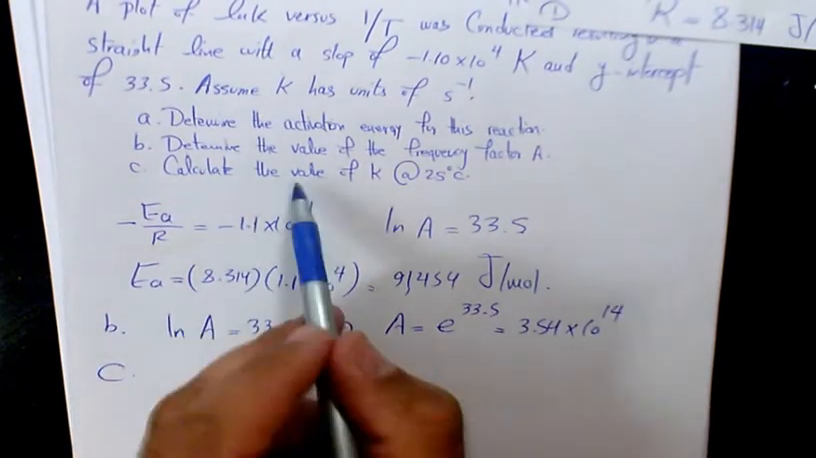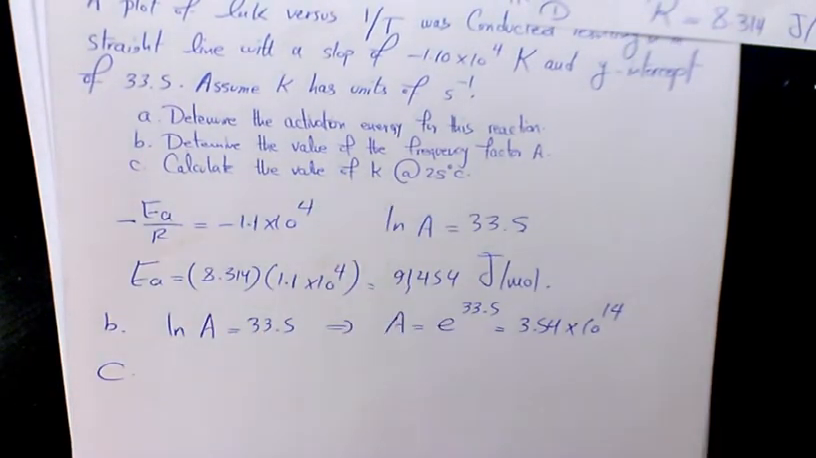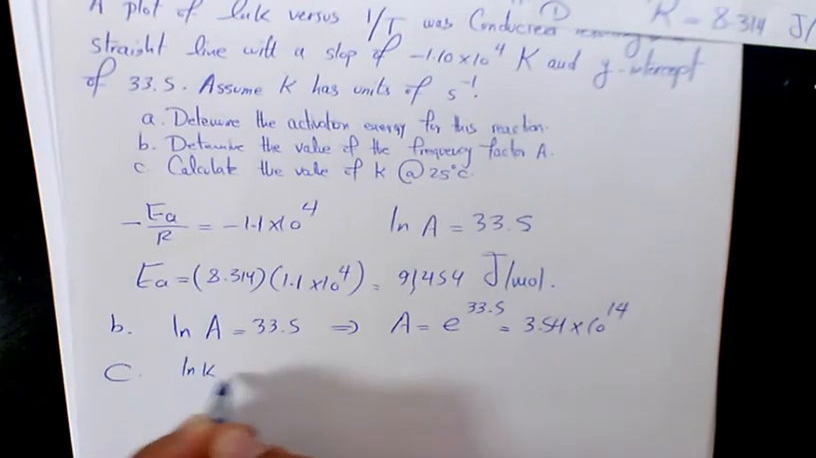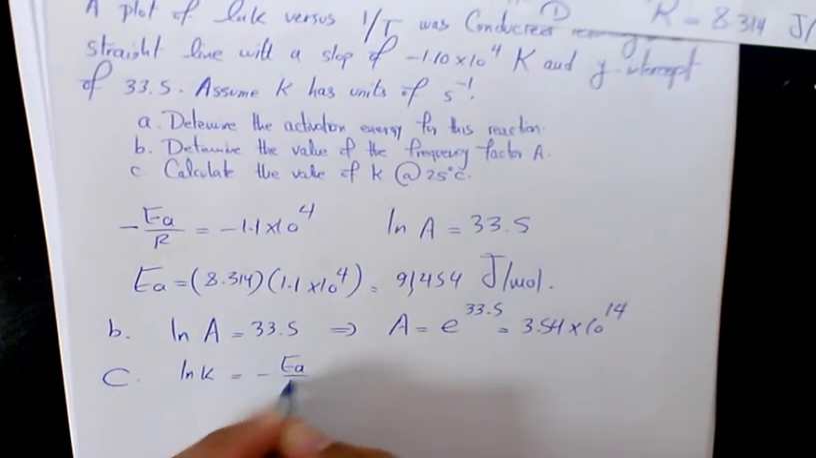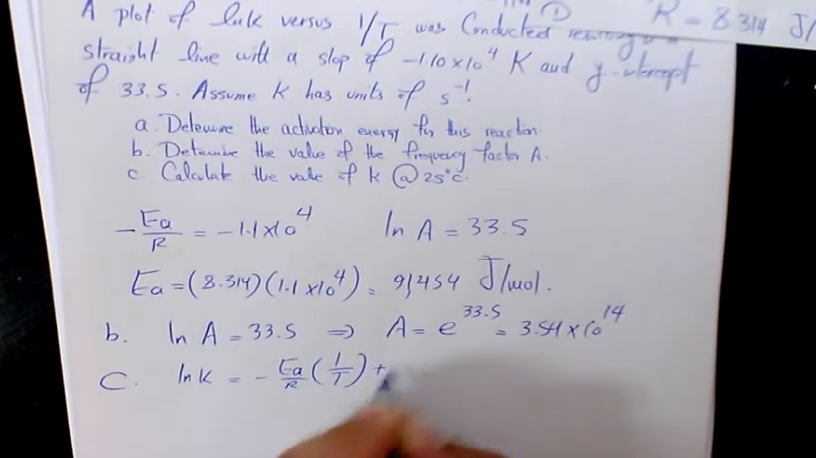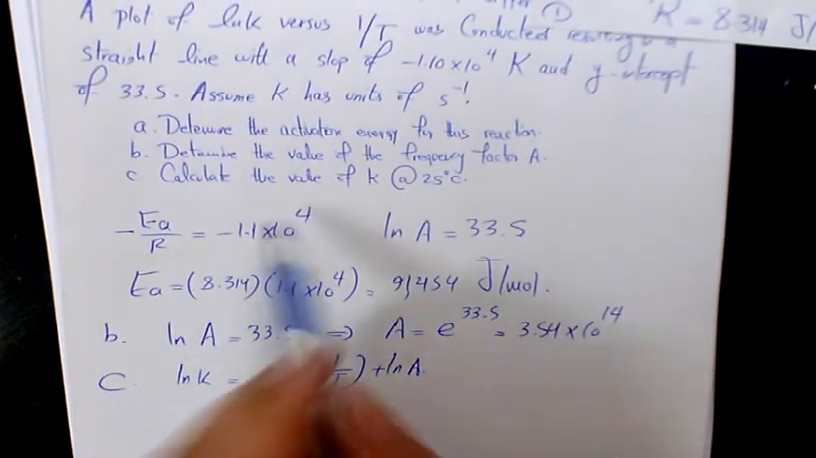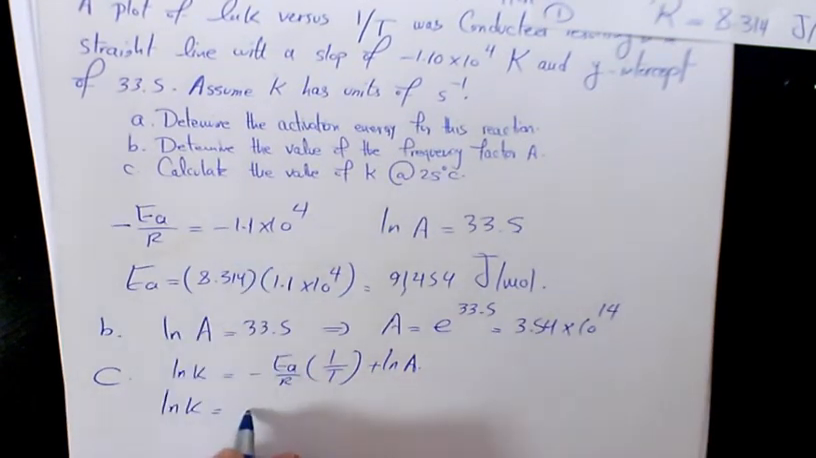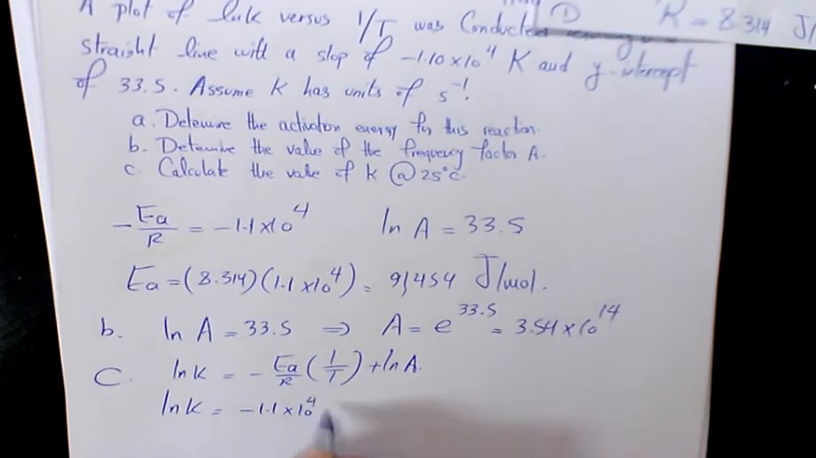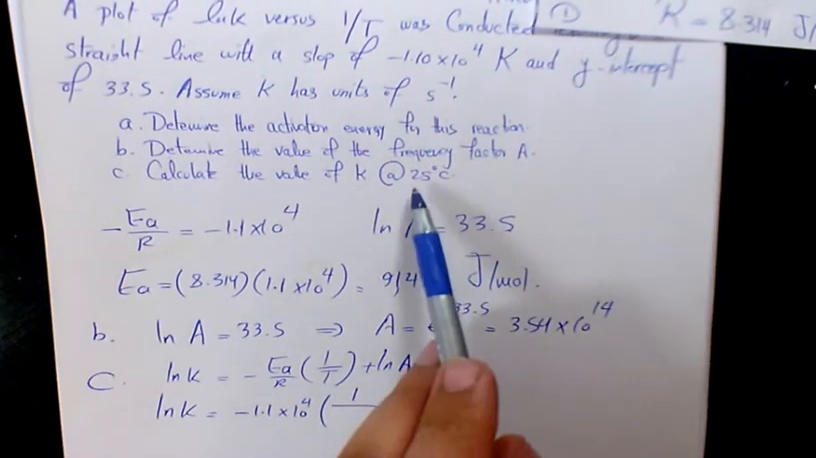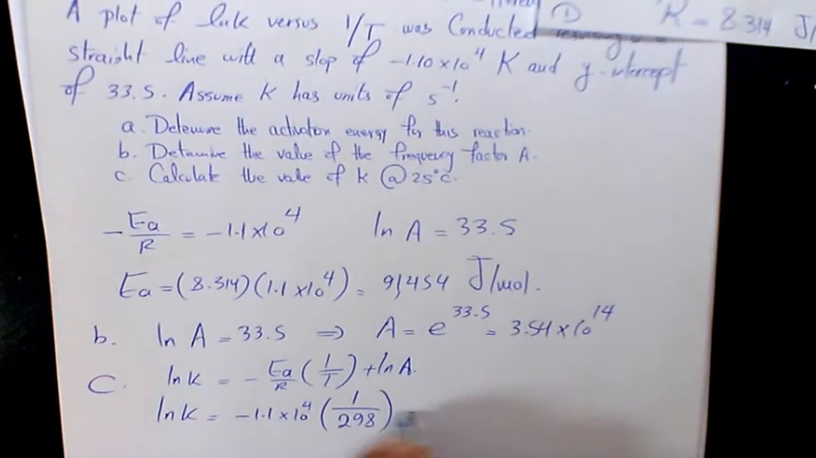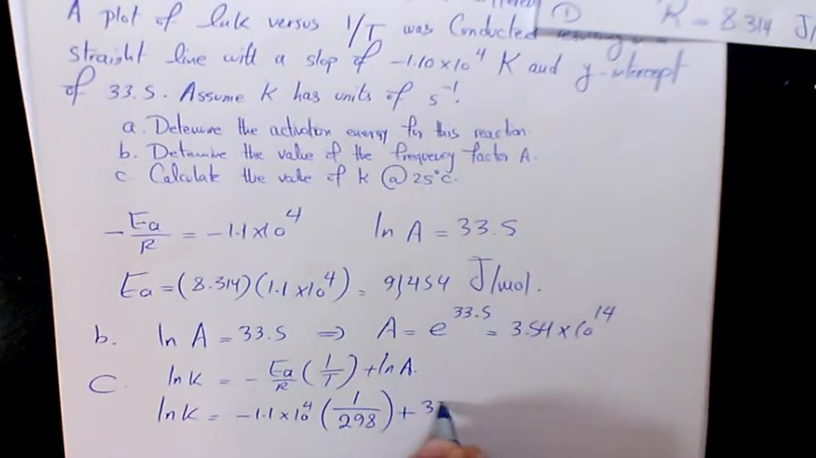C. Calculate the value of k at 25 degrees Celsius. So what we can do, we can say we have ln k equals negative EA over R times 1 over T plus ln A. We need to find the value of k. Negative EA over R, we have it, which is negative 1.1 times 10 to the power 4. 1 over T, T is 25, we need to convert it to Kelvin, so it's going to be 298. Plus ln A, which is given already, is 33.5.